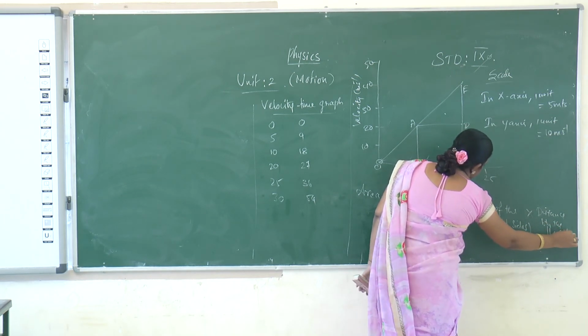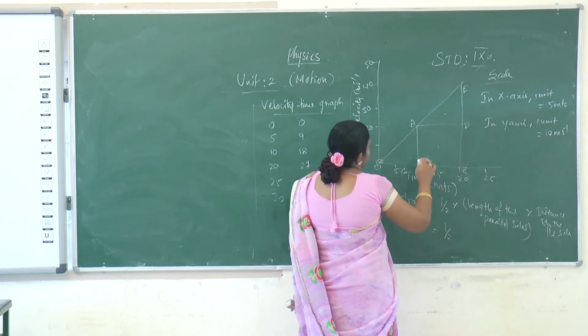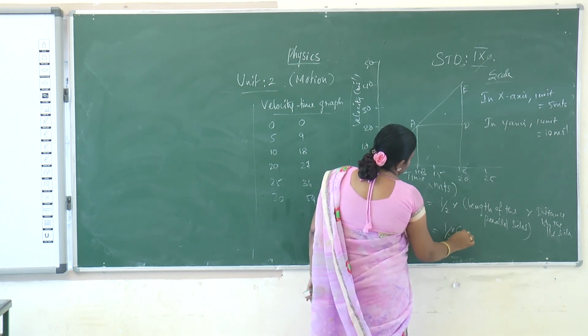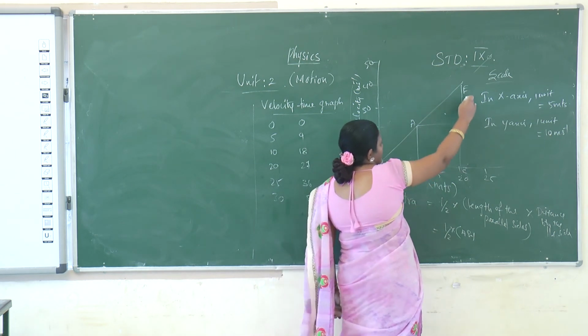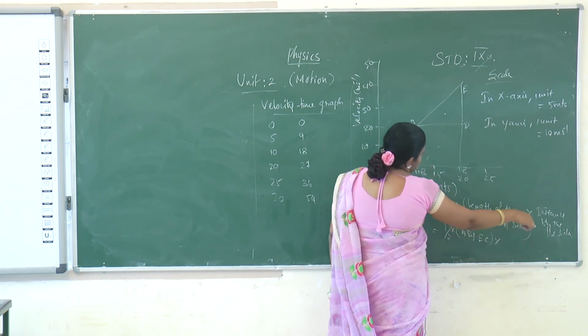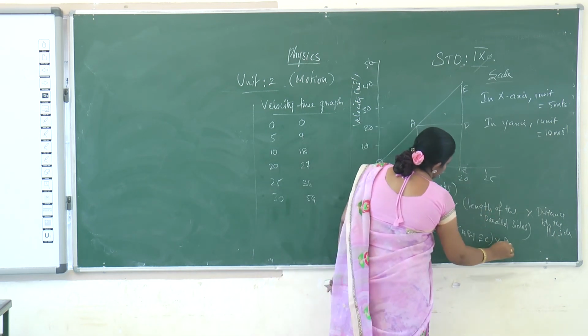What is the meaning of the distance between the parallel sides? Half into the length of the parallel sides, which is AB plus EC, into the distance between the parallel sides. This is parallel, this is parallel, and the distance is BC.